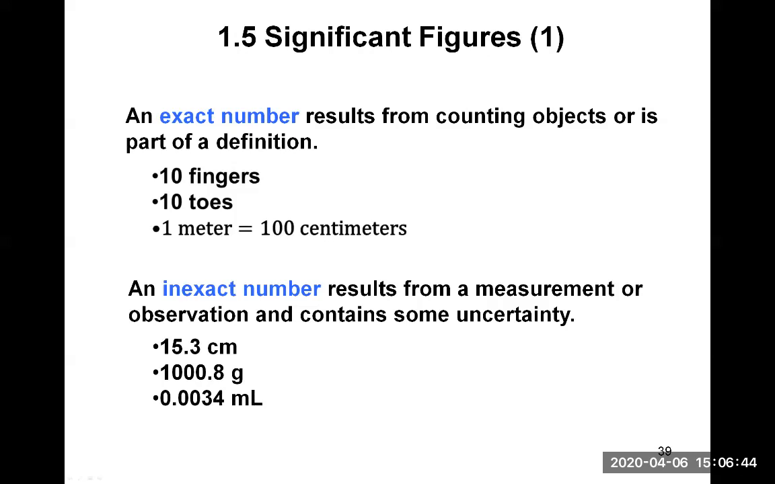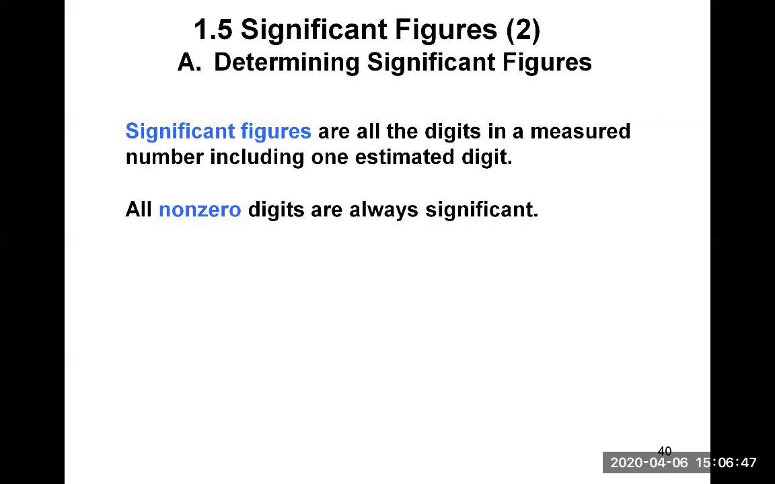So significant figures are a way to tell the others what is the precision of your measurement. And so we need to be able to count the number of significant figures in a measurement. And significant figures are all the digits in a measured number, including the estimated digit. And so all non-zero digits are always significant. And that should make sense because they have a value, right?